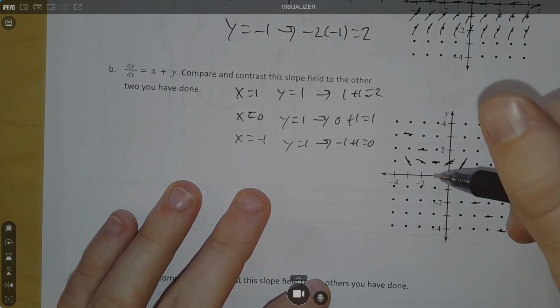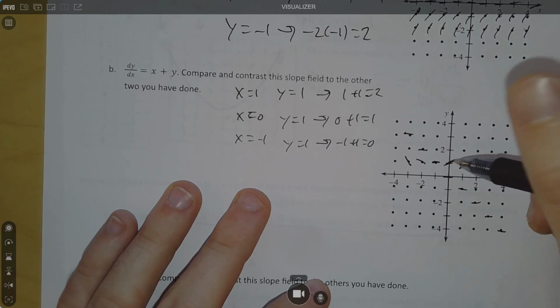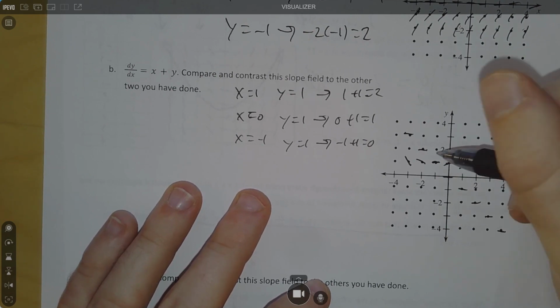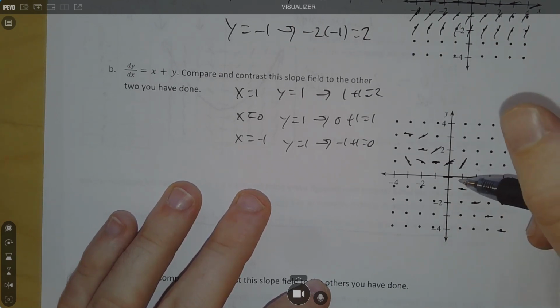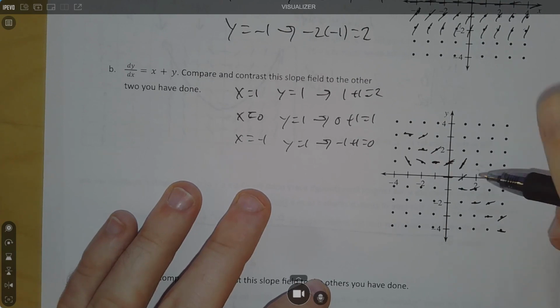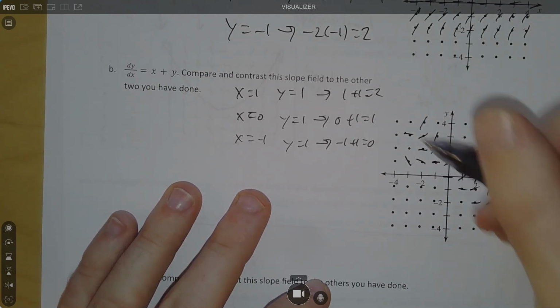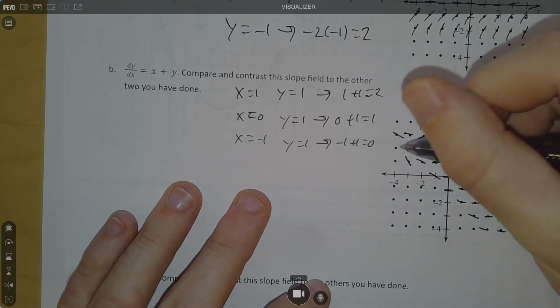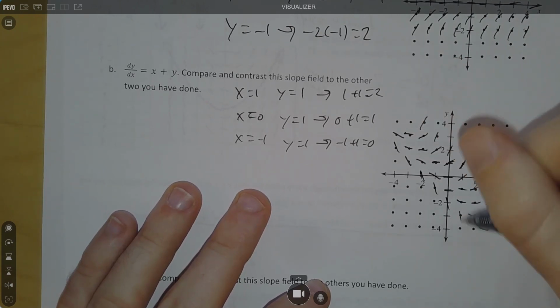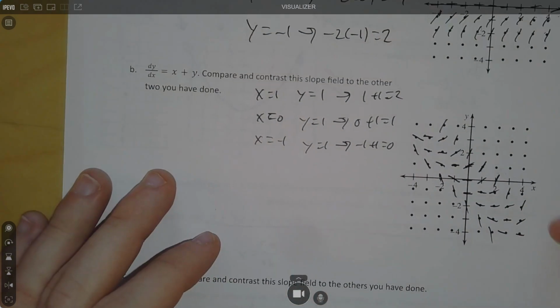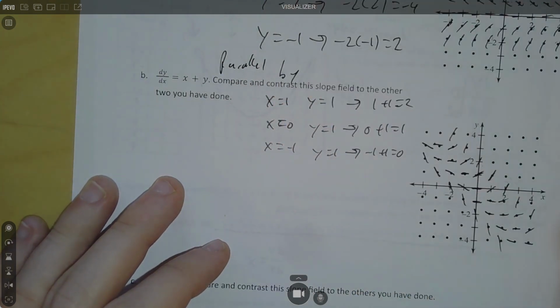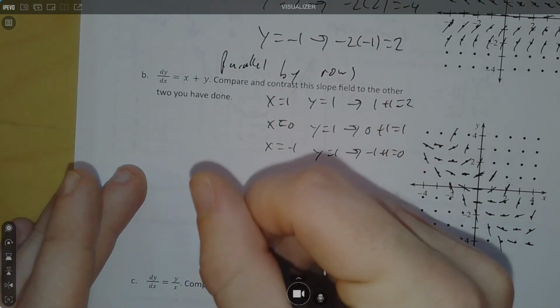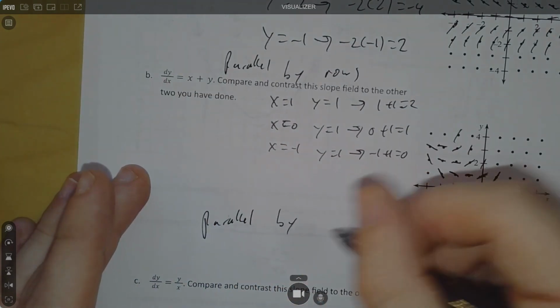And all of these, you're going to have this parallel style by diagonals. Because here and here, these two points are the same, because the y value is 1 more than the x value. So all these are going to have a slope of 1, and all these are going to have a slope of 2. And these are all zeros, these are all going to be -1s, and these are all going to be -2s. So this one is parallel by rows, and this one is parallel by diagonal.